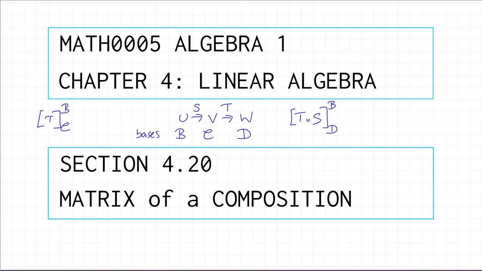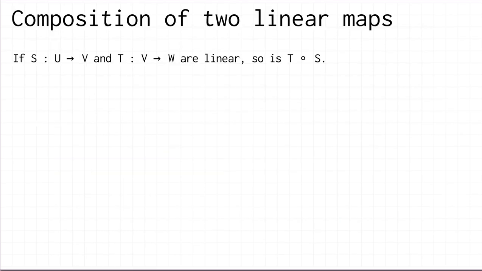So there ought to be a relationship between this and the matrix of T with respect to the initial basis C and the final basis D, and the matrix of S with respect to the initial basis B and the final basis C. And of course that relationship is that the matrix of T composed with S is the matrix of T times the matrix of S, as we're going to prove once we've checked this important fact that actually when you compose two linear maps the result is a linear map. So let's just prove this.